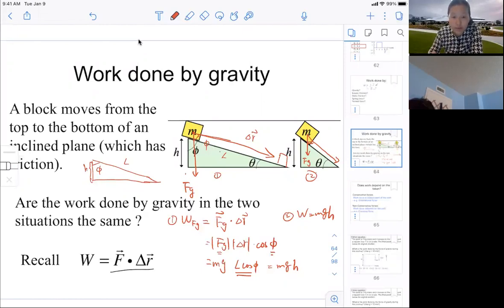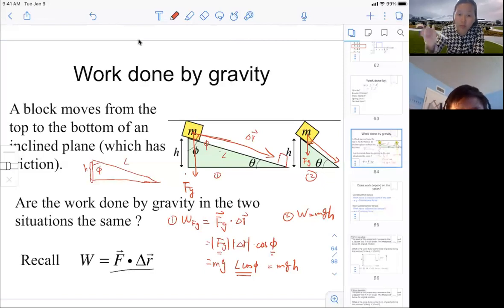And this is the point of view that you will take if you view gravitational force as the external force. So the gravitational force does work on the block. But if you view gravity to be part of your system, if you view Earth as part of your system, you will not talk about work done by gravity. You will talk about the gravitational potential energy instead.